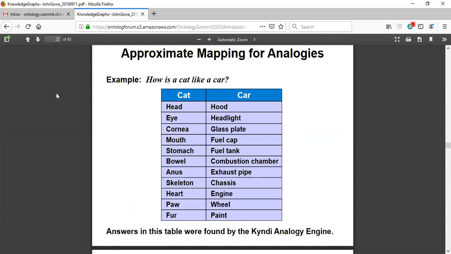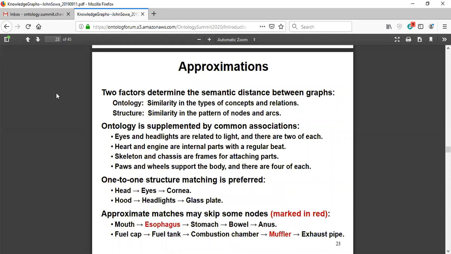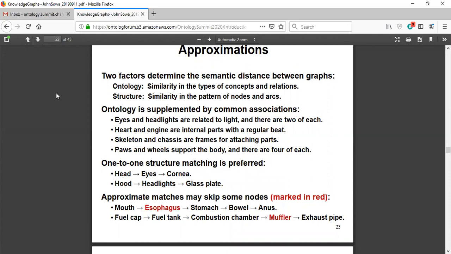And there are two factors that determine the semantic distance between graphs. One is the ontology, the similarity in the types of concepts and relations. And the other is the structure, the similarity in the pattern of nodes and arcs. And the ontology is supplemented by additional background knowledge. Now that background knowledge is the kind of stuff that you typically put in your knowledge graphs, and it can use those things. So for example, eyes and headlights are related to light, and there are two of each.